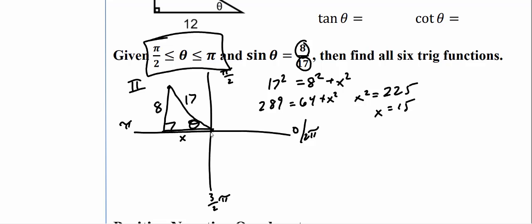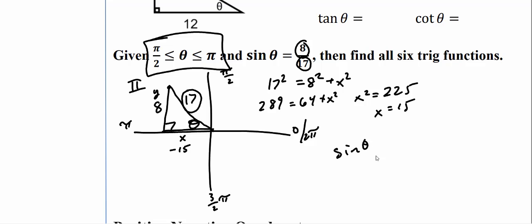Now, because I'm going left, this is in the negative section on the x. This is actually going to be negative 15. We've got to make sure we get that right. Think about where the triangle is located and make sure we have the right signs on the x or the y. The hypotenuse is always positive, so that doesn't matter. Now we got to find all 6.